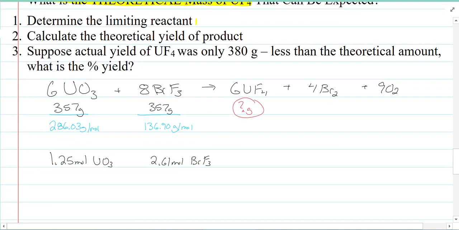Now we're dividing by the coefficient. So 1.25 divided by 6, I get 0.21. 2.61 divided by 8, I get 0.33. That means uranium 6 oxide is my limiting reactant, and we're going to start with this number right here, and I'm going to draw a line through those. We don't want to look at those. And now we're going to UF4.